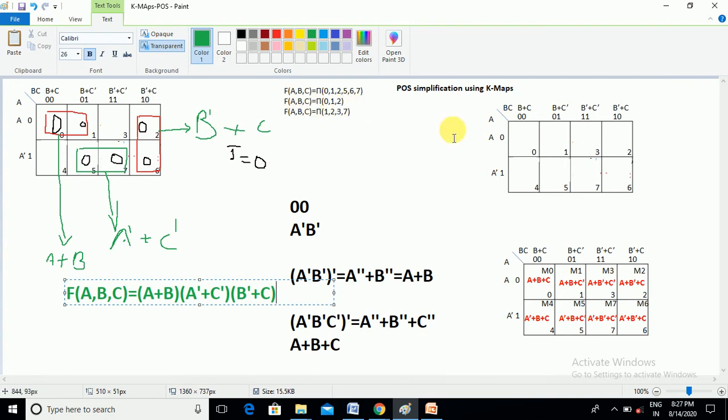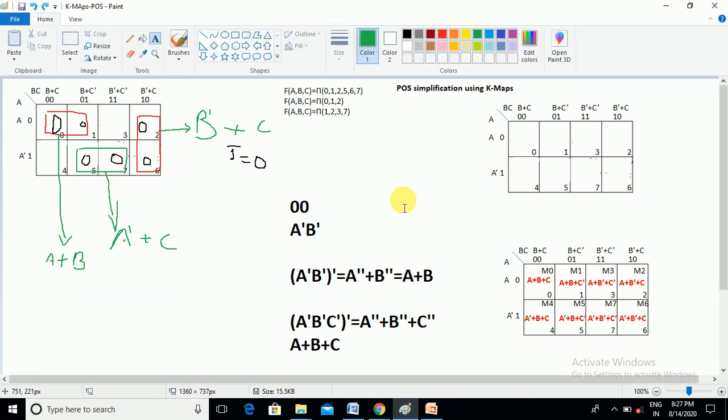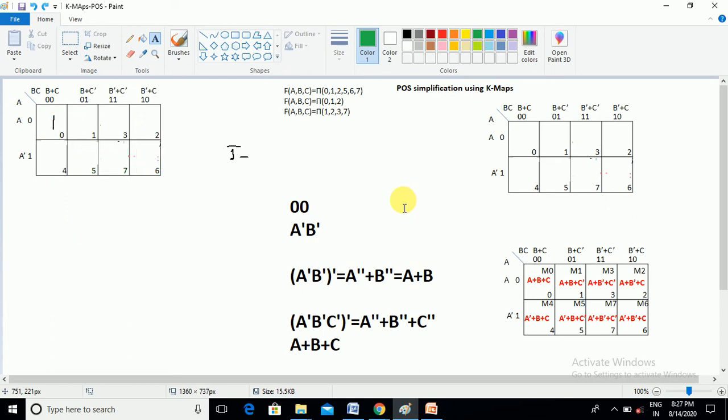0, 1, 2. Okay, so 0 is selected. How to select? We need to select with the representing of 0, 1 and 2. And this kind of grouping we already practiced in the sum of product combination K maps.